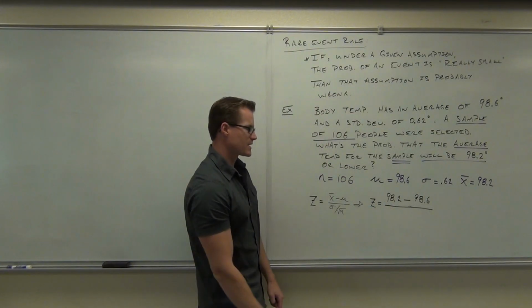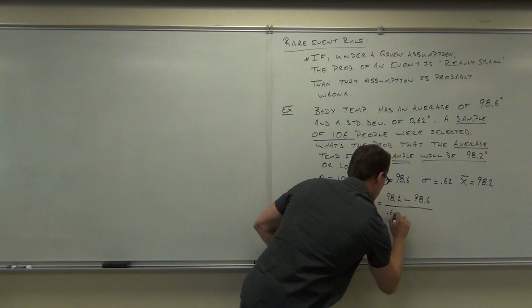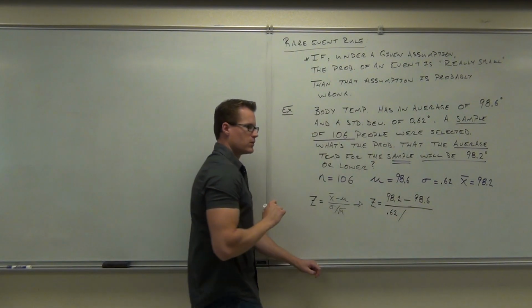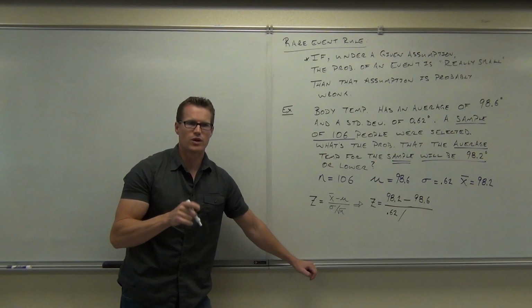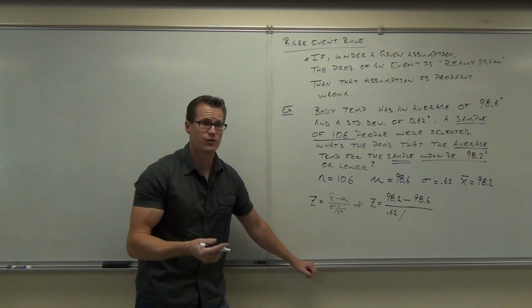Okay, over, what's the next thing I put? 0.62. Divided by what now? Square root of 106. The square root of, not just 106, right? That'd be way off. But the square root of 106.